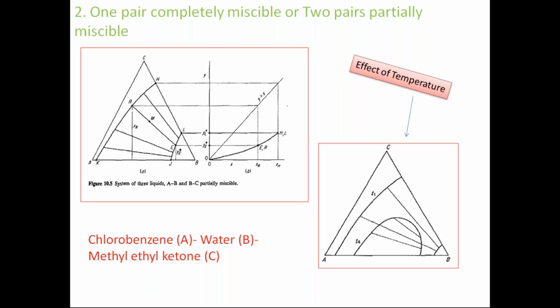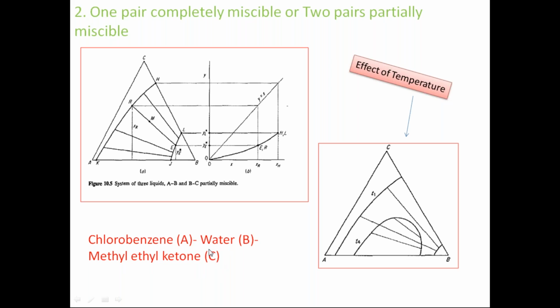Similarly, you can see the second type of liquid equilibrium. Here one pair is completely miscible and two pairs are partially miscible. So you see here the system of three liquids A, C, B, where AB and BC are partially miscible. You can take an example of chlorobenzene, water, methyl ethyl ketone.